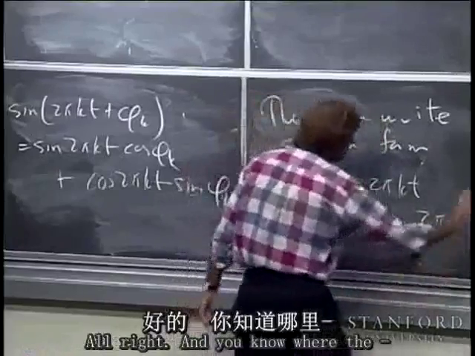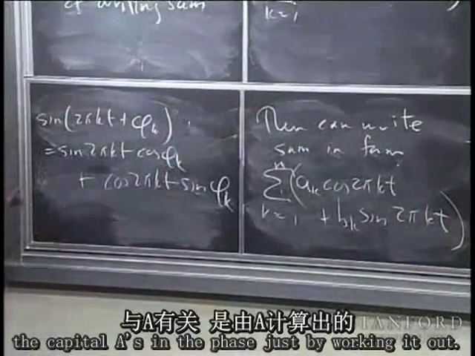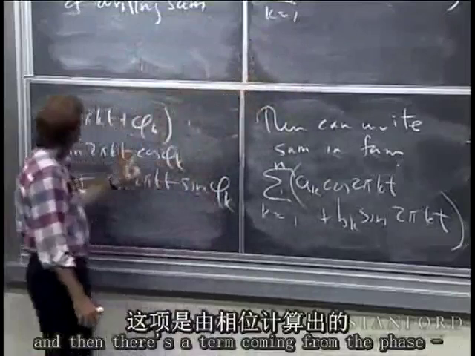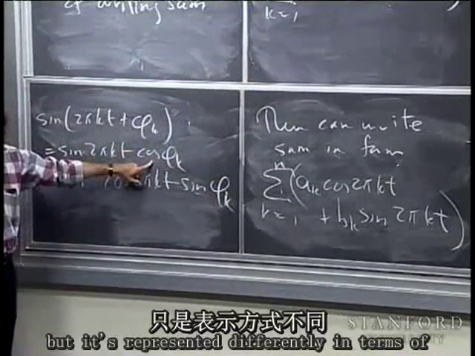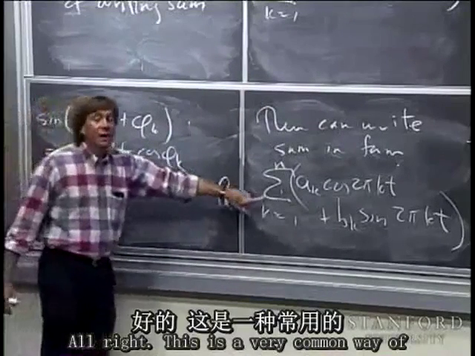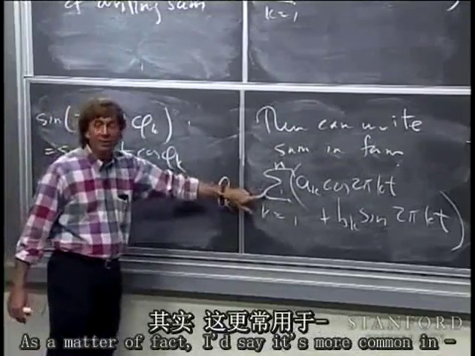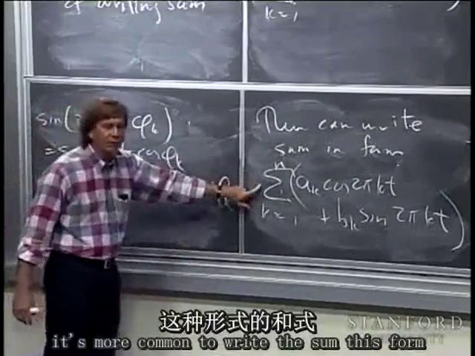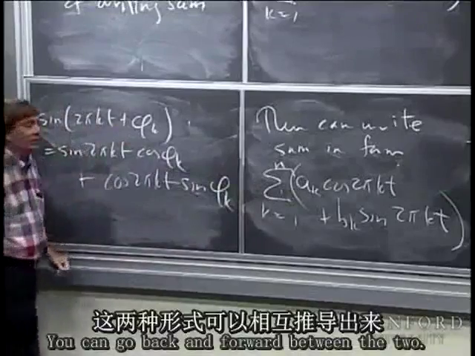And you know how the little a k's and b k's are related to the capital A's and the phase just by working it out. So capital A sub k times this thing, and then there's a term coming from the phase. You haven't lost information about the phase in some sense. It's still there, but it's represented differently in terms of the coefficients. This is a very common way of writing these sorts of trigonometric sums. Matter of fact, if you look in the applications, in the textbooks, it's more common to write the sum in this form than in the other form. But they're equivalent. You can go back and forth between the two.